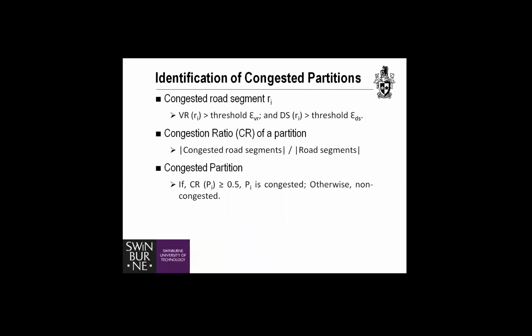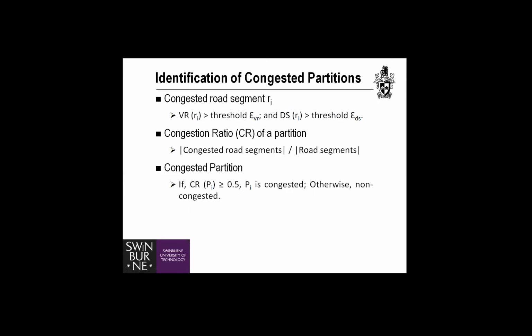Then after we have generated those partitions, we want to identify which of them are congested. We need certain statistical measures to identify whether a partition is congested or not. So for that, we have defined certain measures here. How can we say that a road is congested? These are the two conditions that we have considered. If the volume ratio of that road is greater than a certain threshold, and the degree of saturation is greater than a certain threshold, we consider that road as congested.